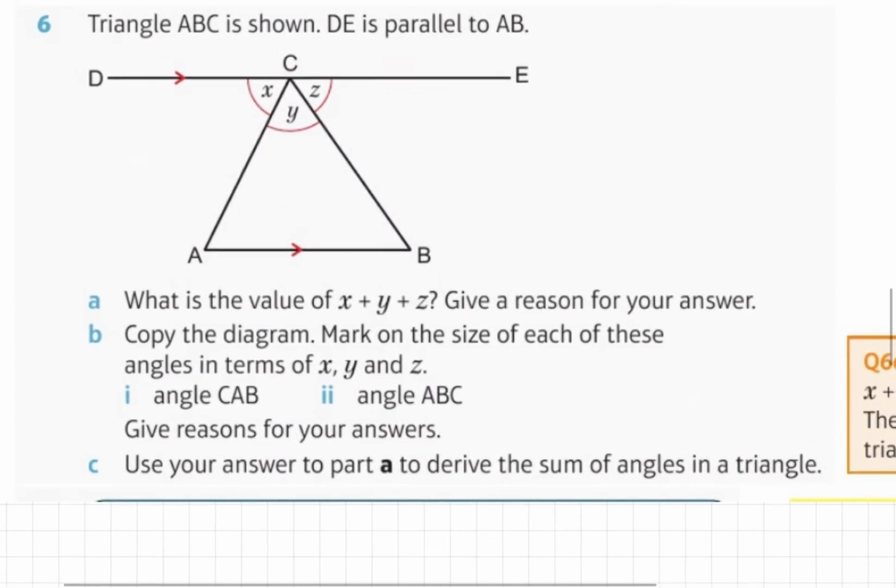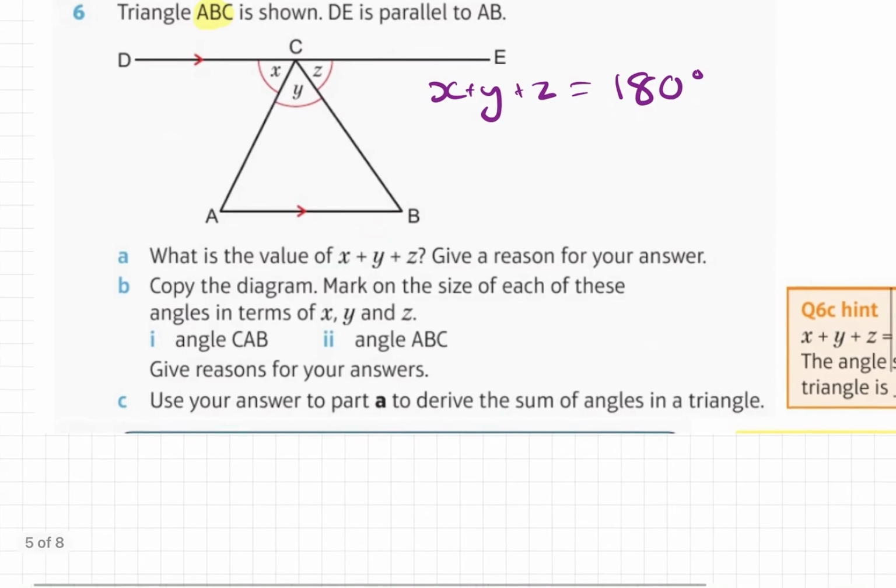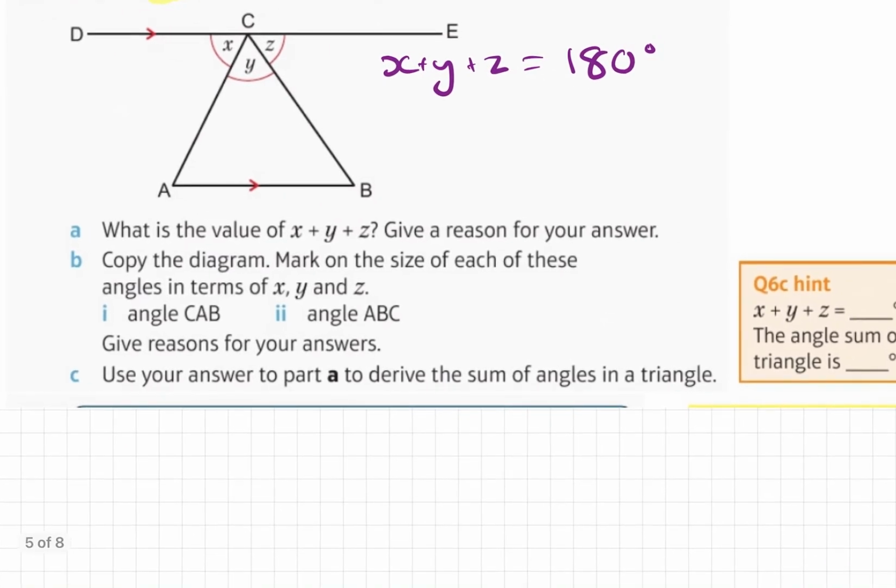Here, triangle ABC. DE and AB are parallel. So DE parallel lines, lovely. Well, we know that's a straight line. X plus Y plus Z equals 180 degrees. Lovely. Okay, angles on a straight line add up to 180.